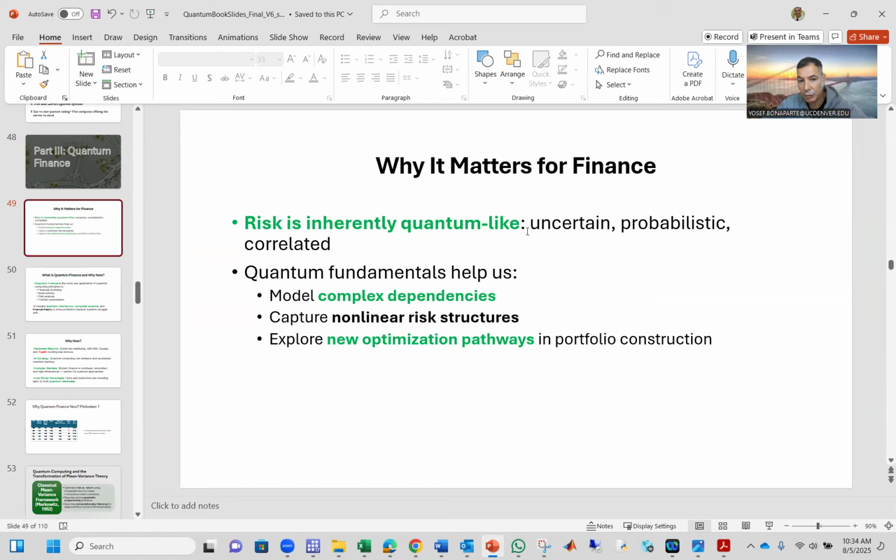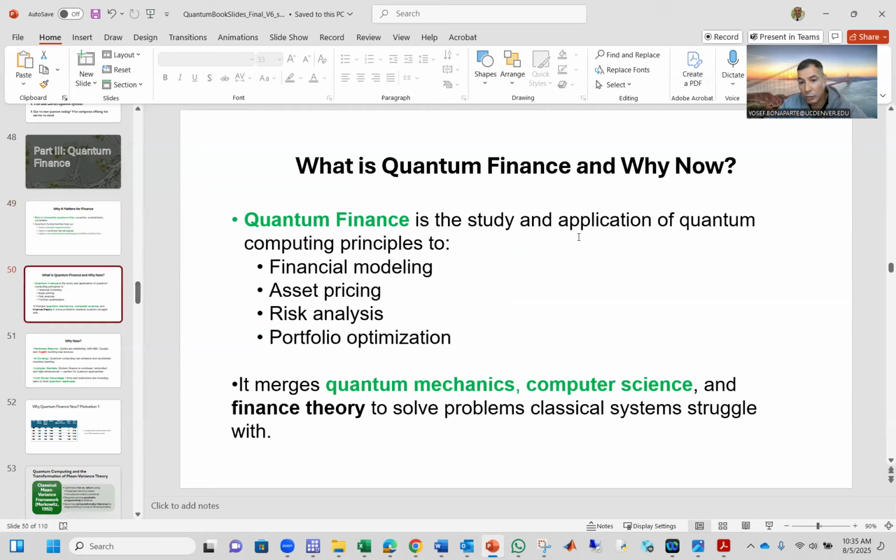Risk is inherently quantum-like: uncertainty, probabilistic. Quantum foundations help us with complex dependencies. Nonlinear risk structure: usually in finance it is linear, in fintech it is nonlinear, and most of the problems are nonlinear. And new optimization pathways. What is quantum finance and why now? Quantum finance is the study of the application of quantum computing principles to financial modeling, asset pricing, risk analysis, and portfolio optimization.